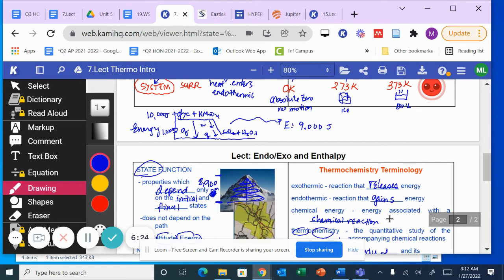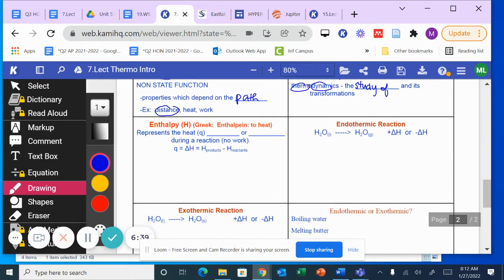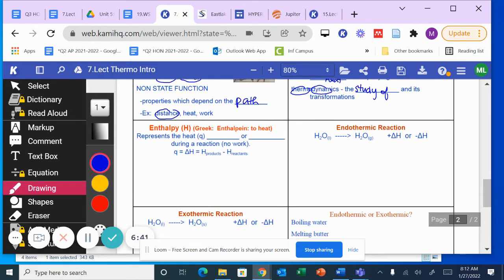Do you see this 9,000 joules? This is pretty much the change in enthalpy, 9,000 joules. It's the same as the change in energy, so it's just a different name for it. The reason they're equal is because there's no work ever. So enthalpy represents the heat absorbed or released during a chemical reaction when there's no work.